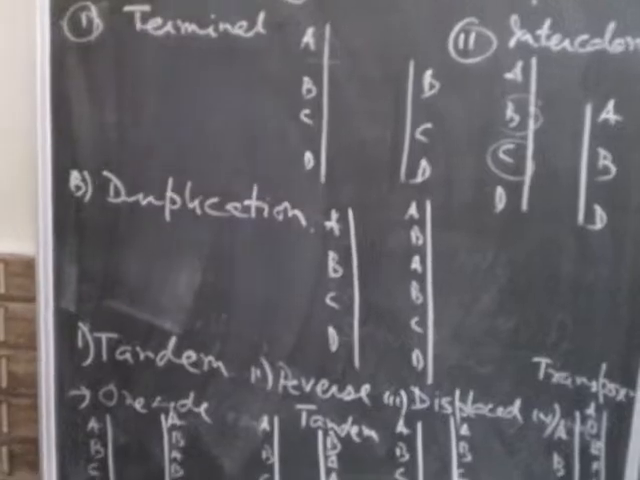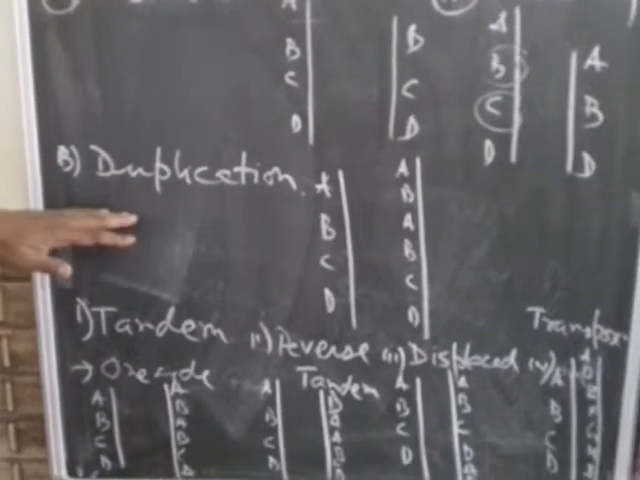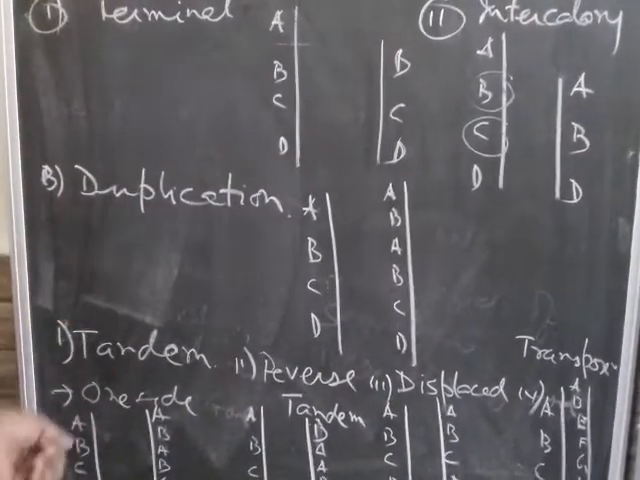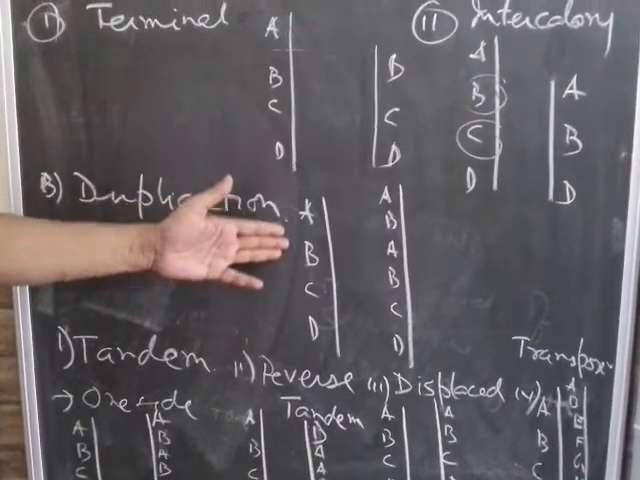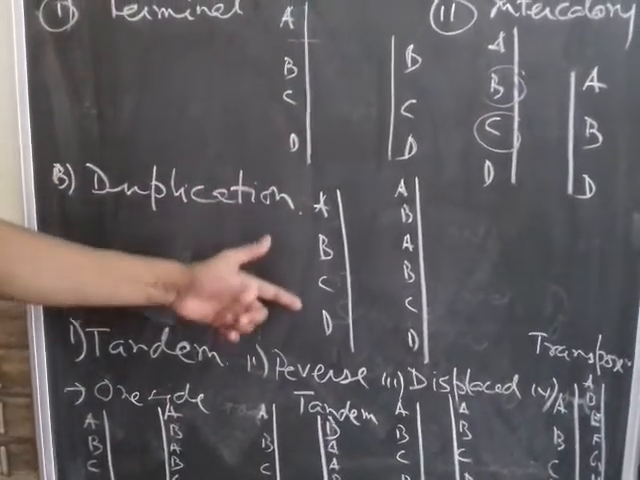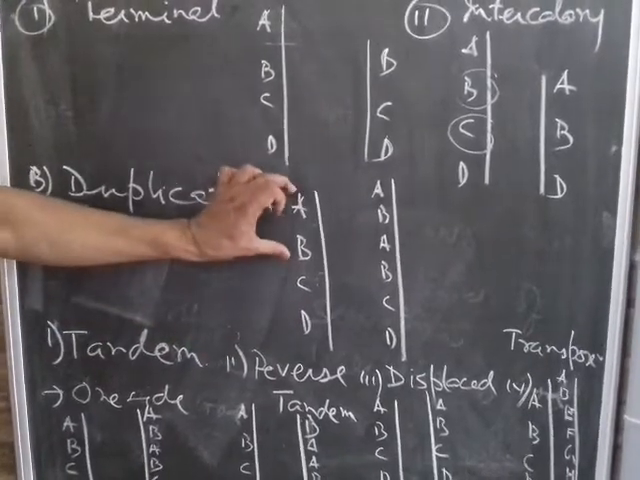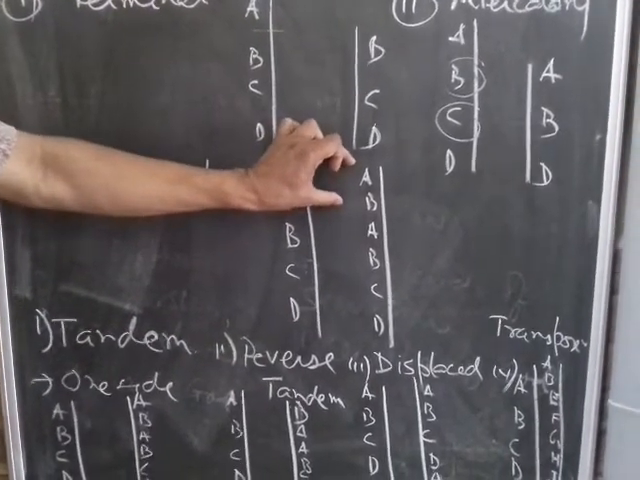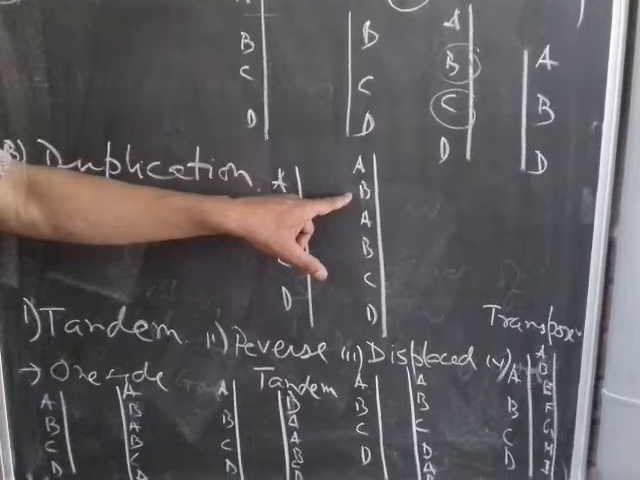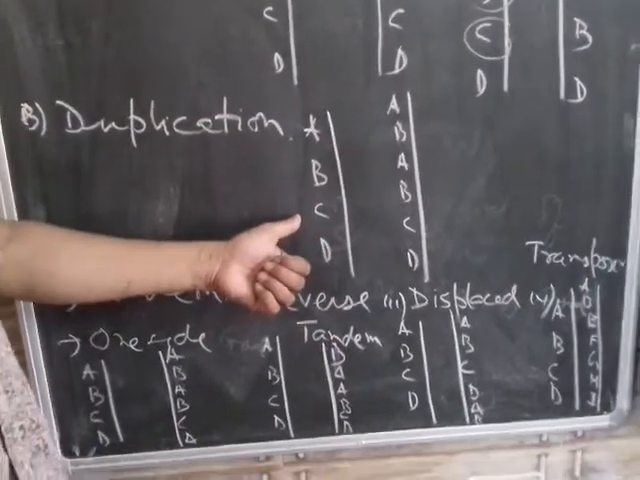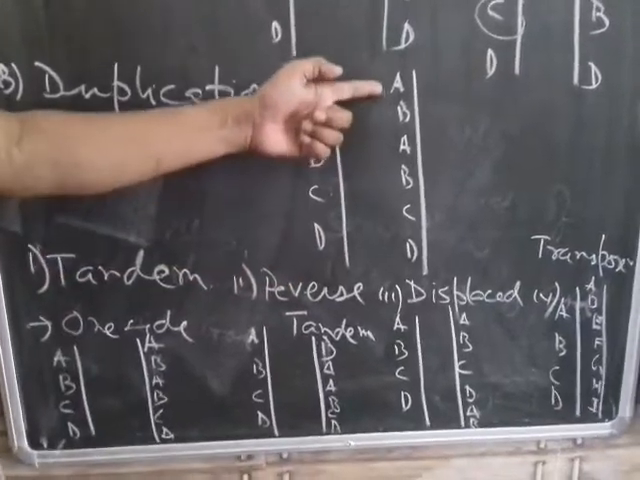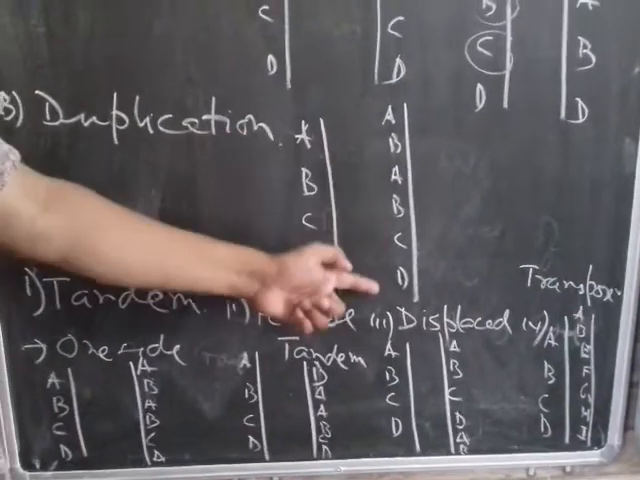Now the second type of chromosomal mutation is called duplication. Now duplication, you can easily understand, is where a set of genes is duplicated. Suppose this is the normal set of genes A, B, C, D. We see that this AB part is duplicated. So the new chromosome where duplication takes place will be longer than the original normal chromosome. So this is what we call duplication.